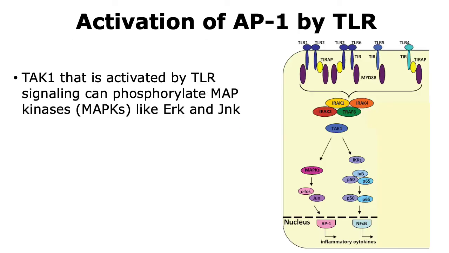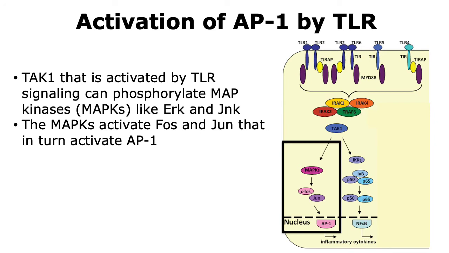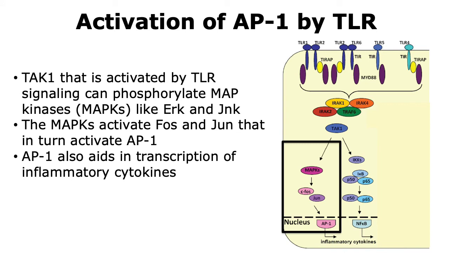TLR signaling can also activate other transcription factors in addition to NF-kappa B, like AP1. For the activation of AP1, we need to go back to TAK1, which we saw is able to activate the inhibitor of kappa B kinase called IKK. Now, TAK1 can also phosphorylate MAP kinases, and these MAP kinases can then activate proteins called FOS and JUN. FOS and JUN can then activate AP1, and AP1 is a transcription factor that can bind to the promoter of genes and induce the expression of inflammatory cytokines.